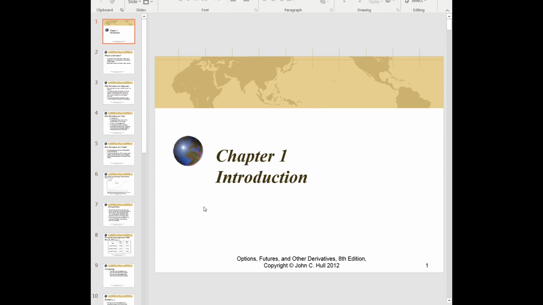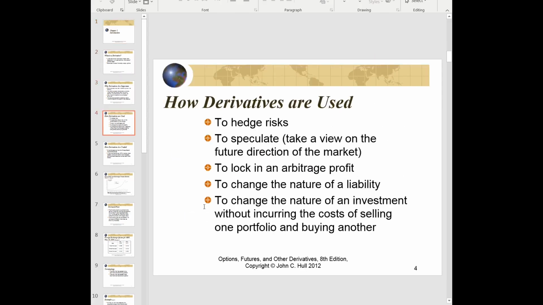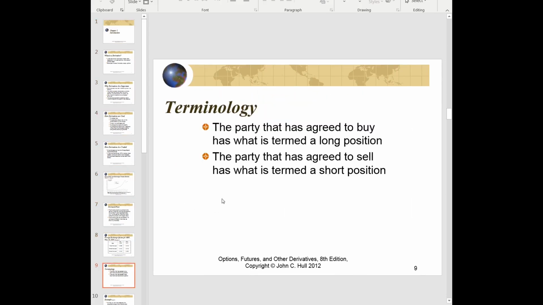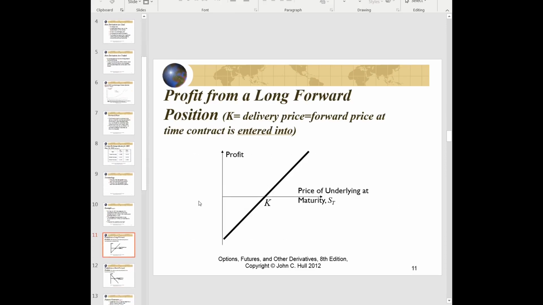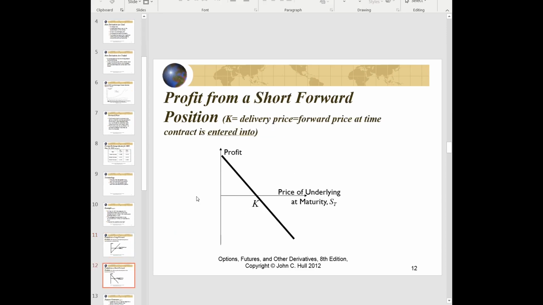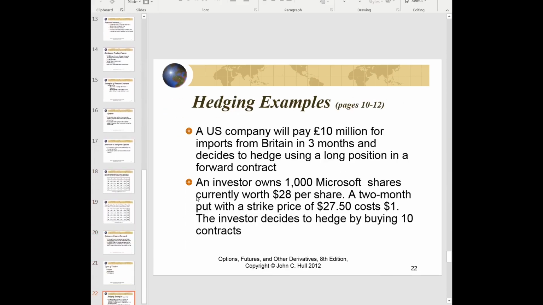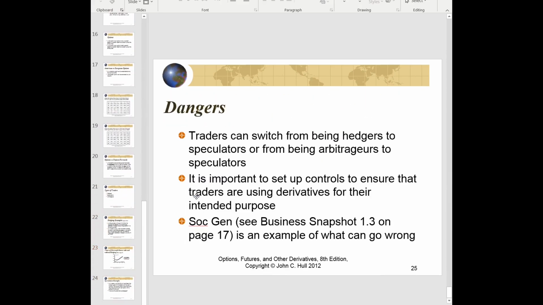Please read through this. These are just basic definitions and concepts. There is an important point here, this slide, that tells you the two positions that you can take in a futures contract. You can either take a long position or you can take a short position. And these are the payoffs that you get from either the long position or the short position. Right, so please read through the first chapter. You see all these examples here. All right, let me move on to the second chapter.